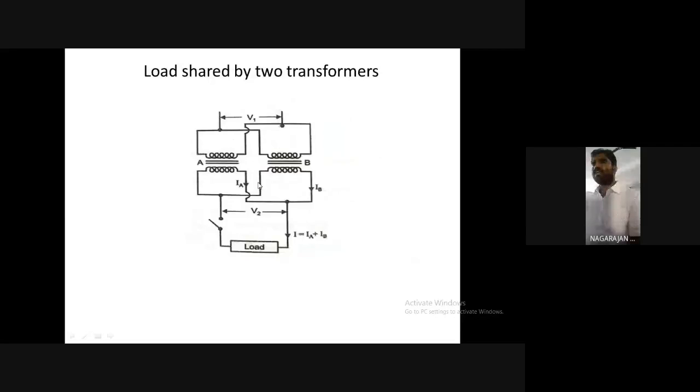Now we are going to derive an equation for the load shared by two transformers. How much load? It is not necessary that they should be equally sharing the load. For example, I'll explain with generators. I have two generators named G1 and another one is G2.